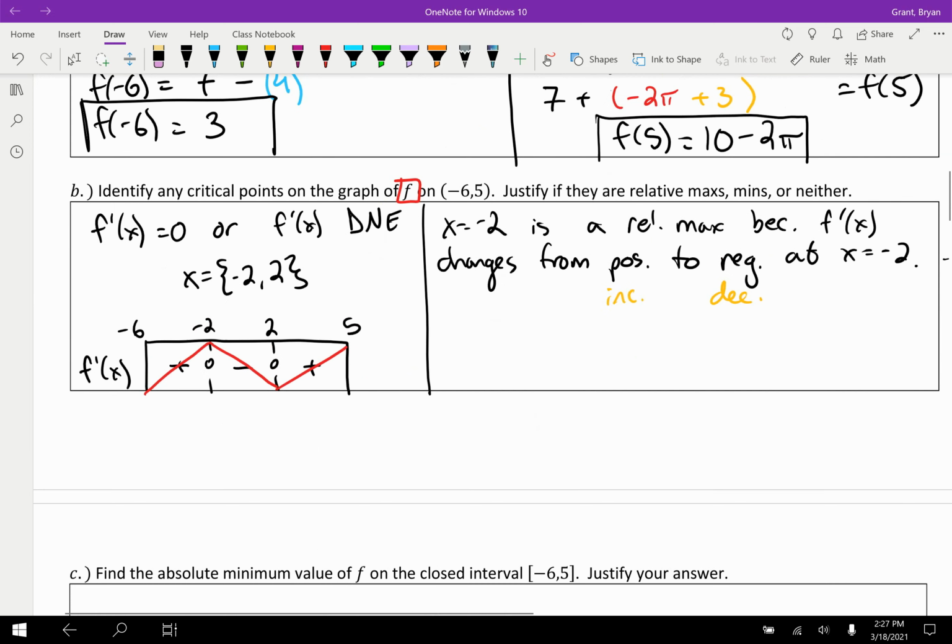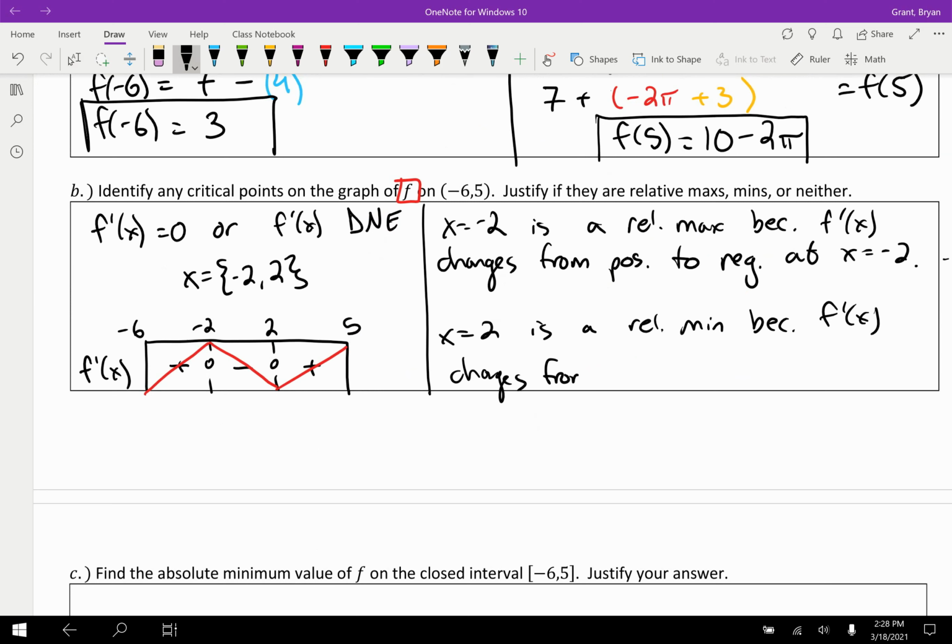That'll come in later on once we start talking about the slopes of f prime. But yeah, I'd just say write what's in your sign chart, and you'll be fine. What about the other one? Well, same idea. X equals 2 is a relative min because f prime of x changes, this time it's got to be negative to positive, at x equals 2. Great. Done. Nothing bad. Very, very common. We need to be comfortable with that.